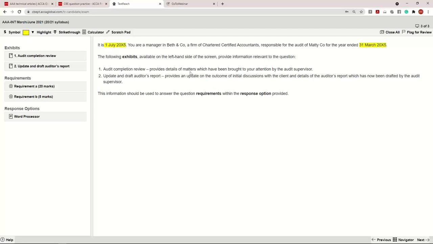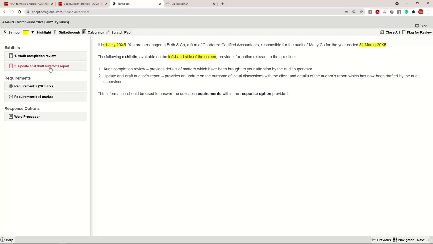The following exhibits are available on the left hand side of the screen. The exhibits on the left hand side of the screen provide information relevant to the question, right? So there are two exhibits given on the left hand side of the screen. One is an audit completion review and one is an update on the draft audit report. Can you see the two exhibits? One exhibit is on the completion stage of the audit, the audit completion review, and one exhibit is on the auditor's report. So is it just a reporting question?